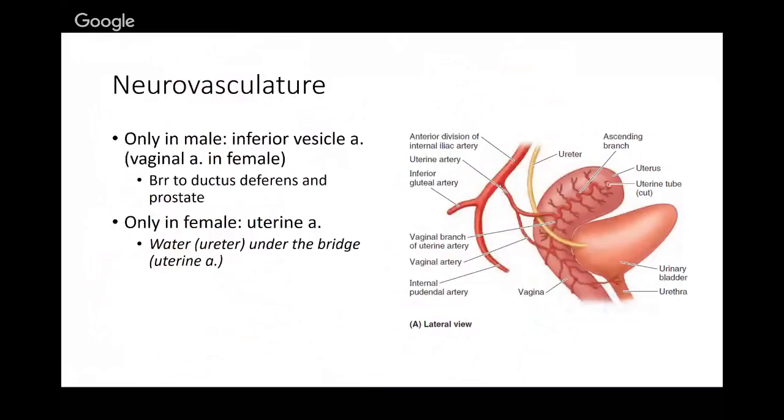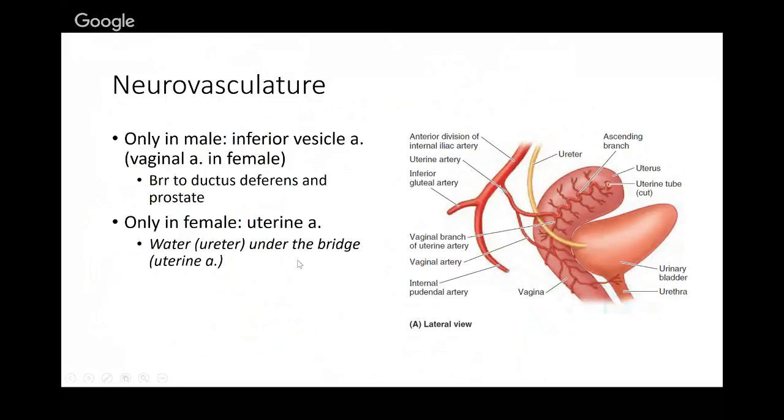All right, in terms of vessels, it's good to pinpoint a couple of things. Only in males, you have the inferior vesical arteries. In females, the equivalent would be the vaginal artery. In males, it gives branches to the ductus deferens and the prostate. And of course, only in females do you have the uterine artery.